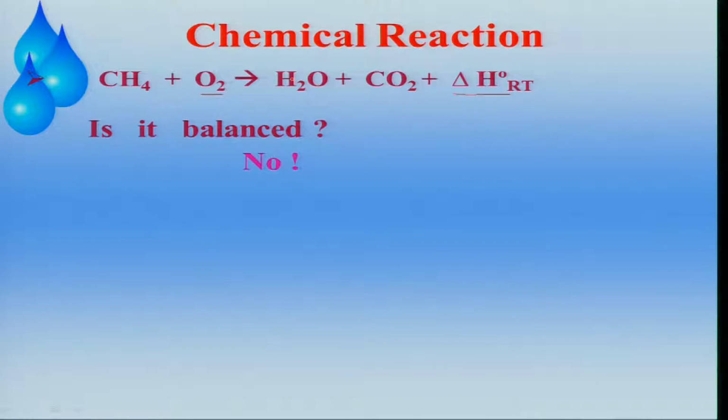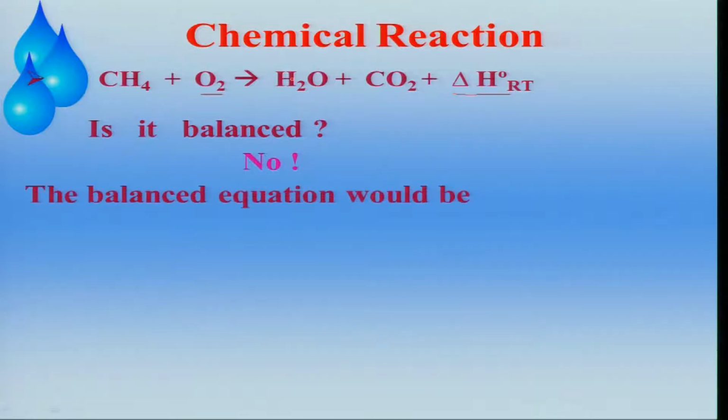And if you want to balance it, what will you have to do? You will have to basically take the elements and balance them. The balanced equation would be 1 mole of methane reacting with 2 moles of oxidizer, going to 2 moles of water and 1 mole of carbon dioxide, and of course a certain amount of heat being released. This kind of equation you might have been taught from high school.